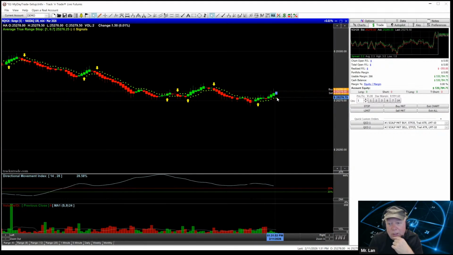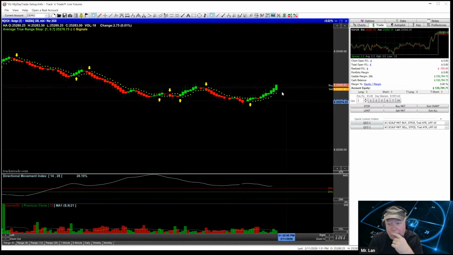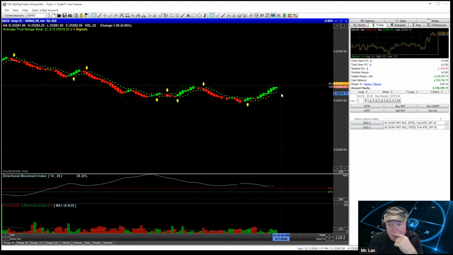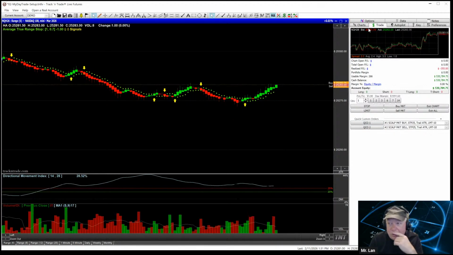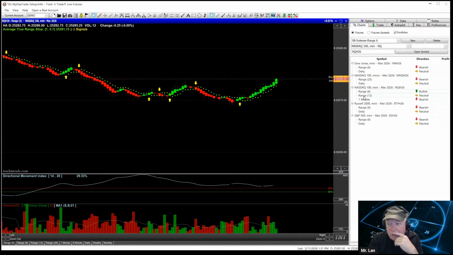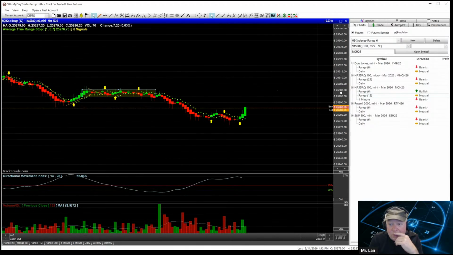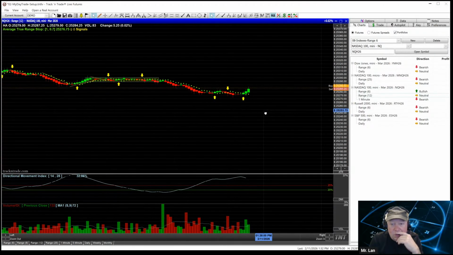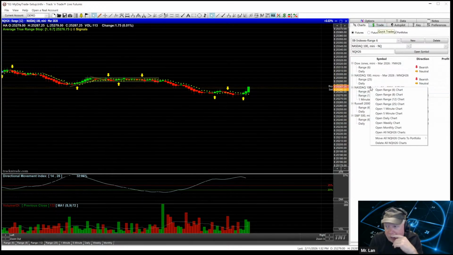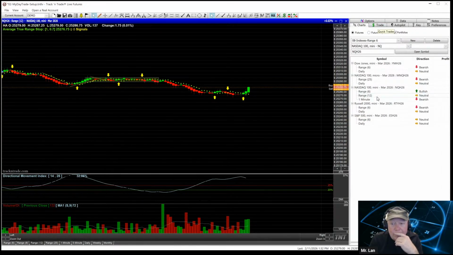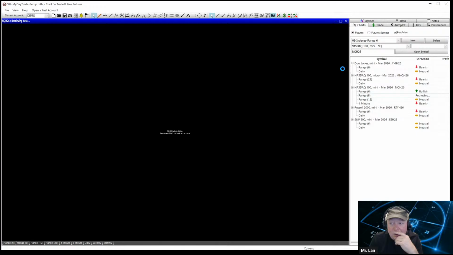There it goes. Give us a little red bar and we'll try it again. A couple little red bars. This is range bar 6, so it's real tight, real slow, or real small. Let's go down to range bar 12. Let's go to range bar 8. Do we have an 8 in here? We do. 6 is a little too fast.